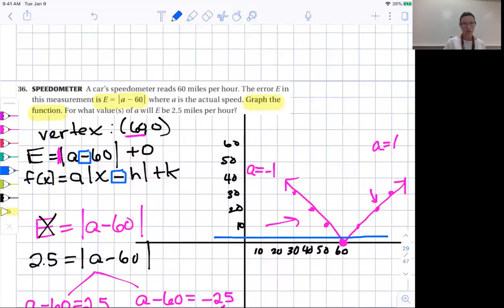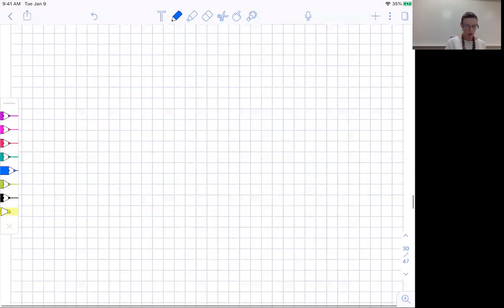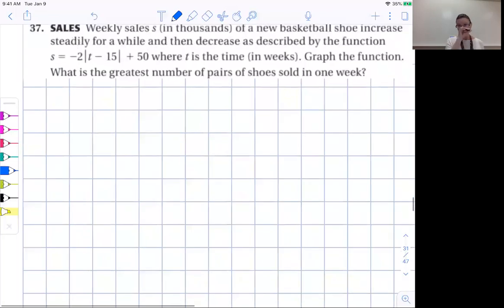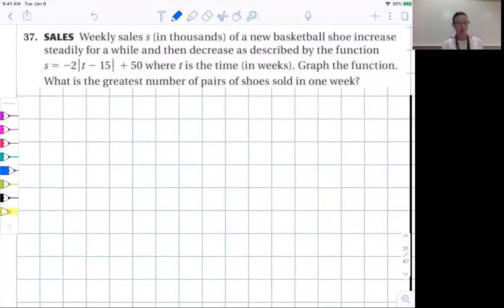All right, so I'm going to go through number 37 a little quicker now that we kind of remember what's going on. This one's talking about sales of new basketball shoes and the increase and then a decrease as described by the function. It has S equals -2 absolute value of t minus 15 plus 50, where S is sales, and t is time in weeks.